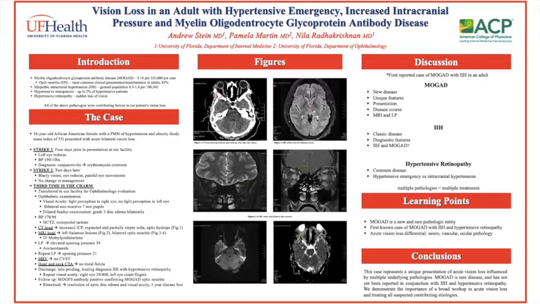Our patient's acute vision loss was most likely multifactorial, fitting diagnostic criteria for all of the above pathologies, with good response to their associated treatments including steroids, acetazolamide, and antihypertensives. This case presents a unique presentation of acute vision loss influenced by multiple underlying pathologies. MOGAD is a rare disease and has not yet been reported in conjunction with IIH and hypertensive retinopathy. We demonstrate the importance of a broad workup in acute vision loss and treating all suspected contributing etiologies.